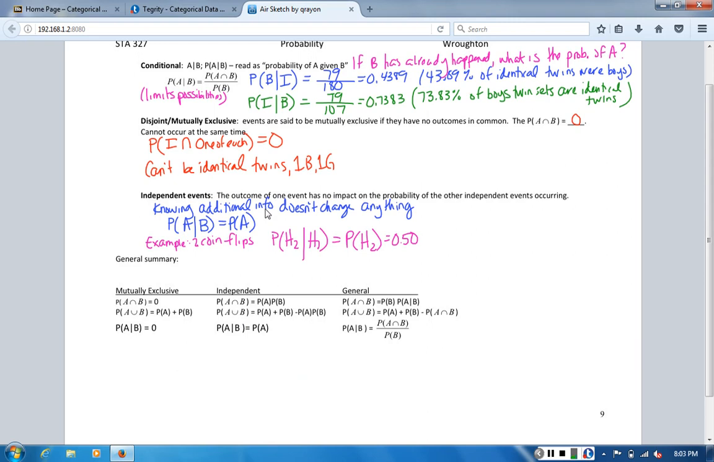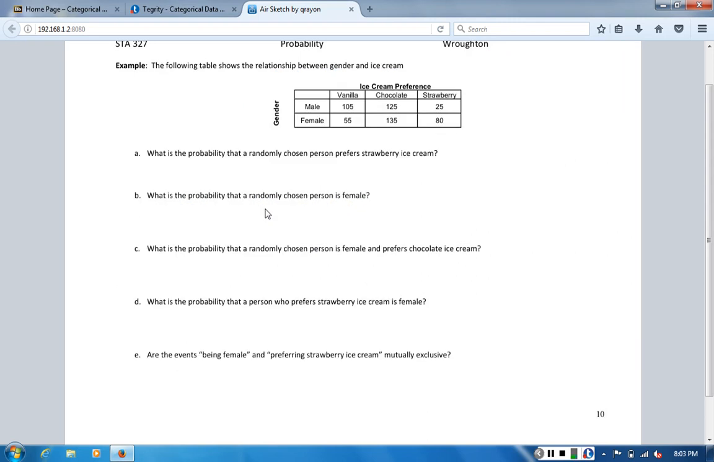So let's go ahead and do an example. We're going to look at gender and ice cream preference between vanilla, chocolate, and strawberry ice cream. I know it's not very exciting, just an example to work with here. So we're going to first find the probability that a randomly chosen person prefers strawberry ice cream. But one of the first things I'm going to do here, I'm going to put my totals in here, because I'm going to need them anyway, so I might as well get them.